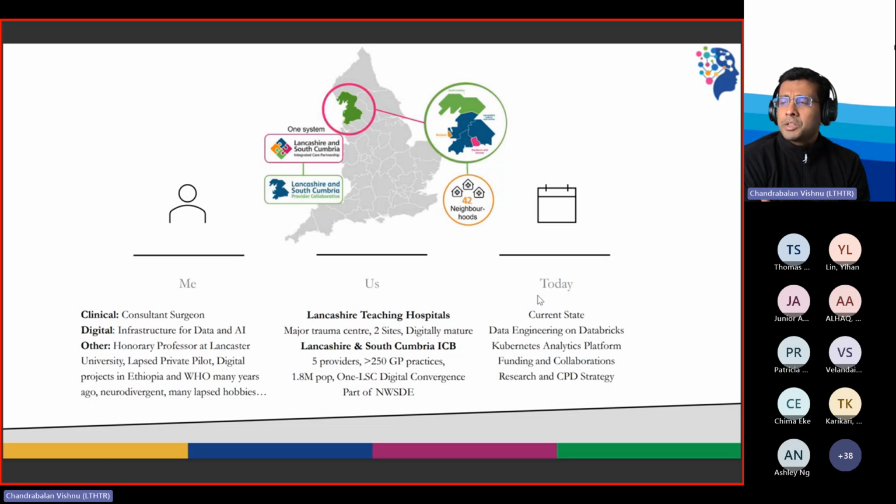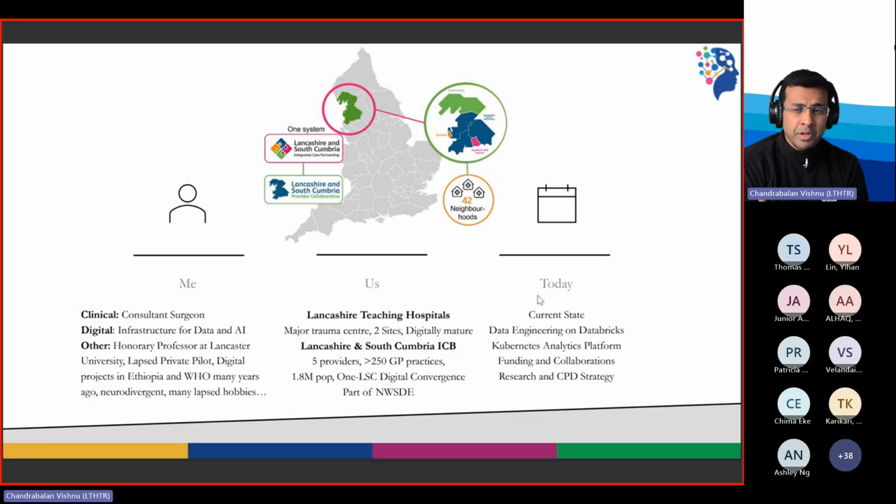We have five providers like us in the region within the ICB. There are four acute providers and a mental health trust. We serve a population of 1.8 million. We have over 250 GP practices. We have some of the most deprived neighborhoods in the country. We also have some of the more affluent regions. So health inequality is a major issue.